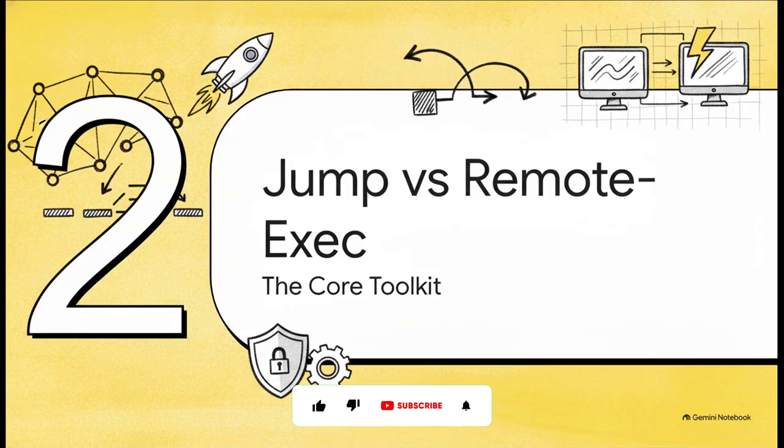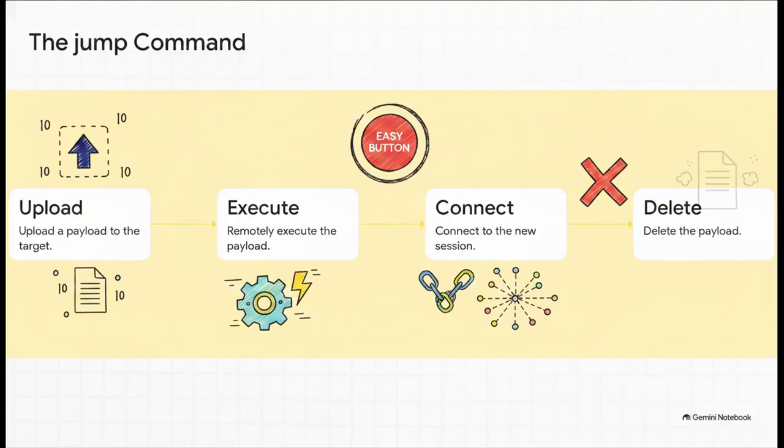Let's look at the two foundational primitives that a framework like Cobalt Strike provides for actually executing these commands on a target. These are essentially our digital lockpicks. So let's talk about the jump command. Think of this as your easy button for lateral movement. It's basically an automated concierge service that handles 4 distinct steps in perfect sequence for you.